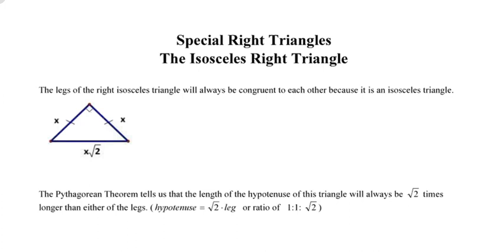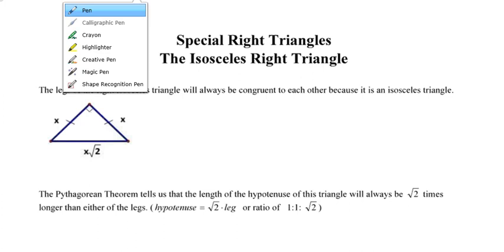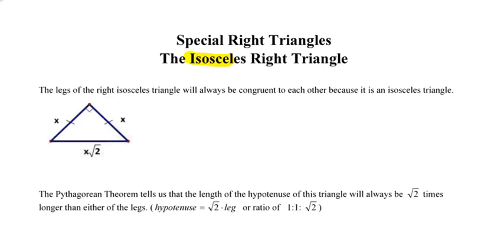This video will introduce you to special right triangles, and in particular, we're going to talk about the first of two special right triangles that we're going to look at this year called the isosceles right triangle. So let's take a minute and discuss what it means for a triangle to be both isosceles and right. And this is probably actually even review.